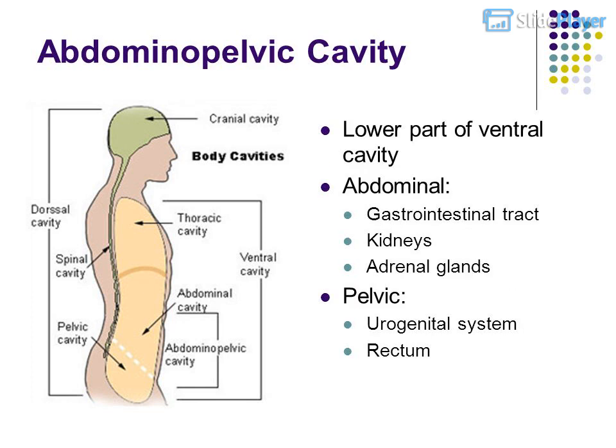Abdominopelvic cavity. Lower part of the ventral cavity. Abdominal: gastrointestinal tract, kidneys, adrenal glands. Pelvic: urogenital system, rectum.